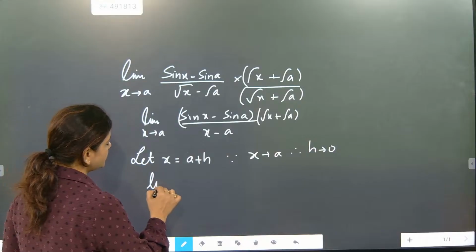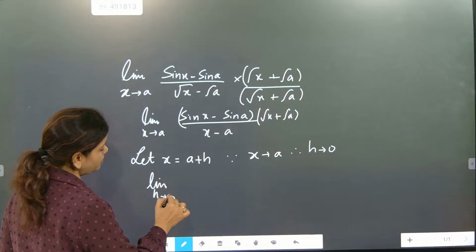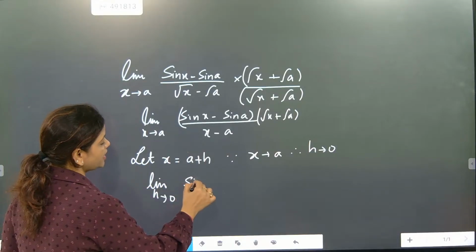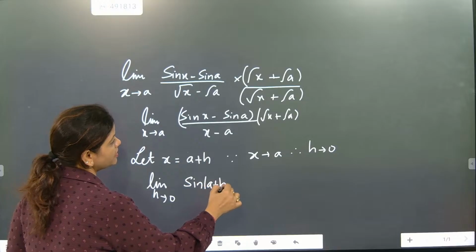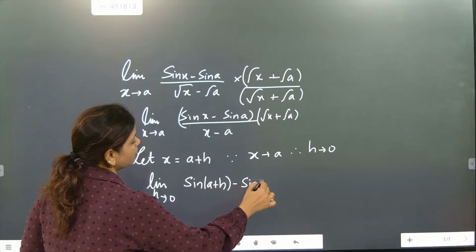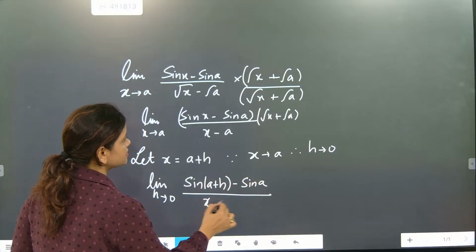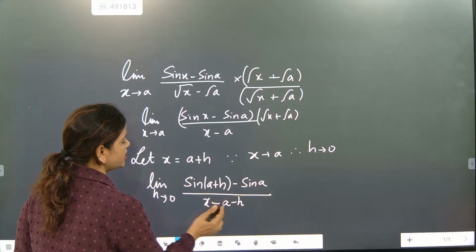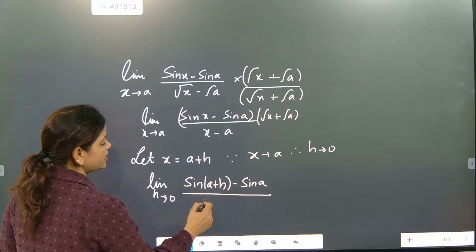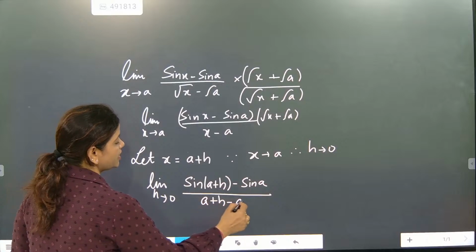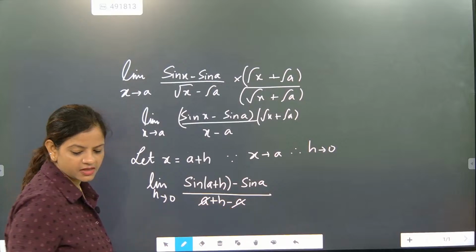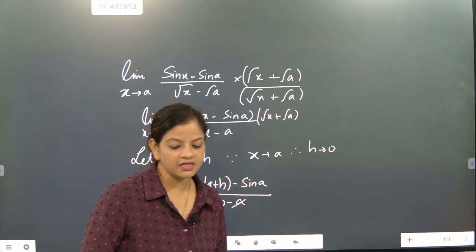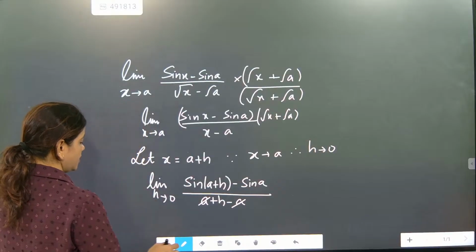So here we can say limit h tends to 0. After that, this section will become sine of a plus h minus sine of a by x. Here it will become minus a minus h. X instead of x, we are putting a plus h minus a. This and this will get cancelled. So once it is getting cancelled, what is the next work there?